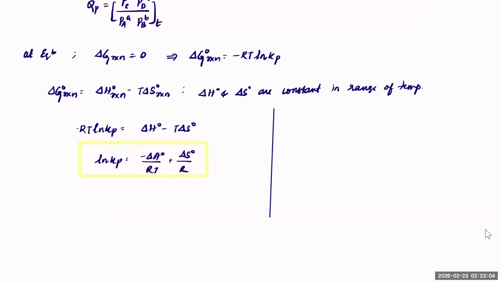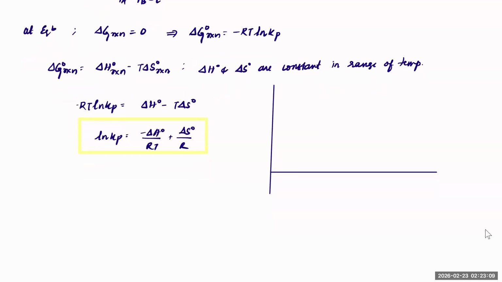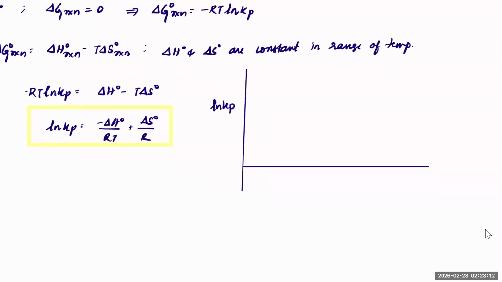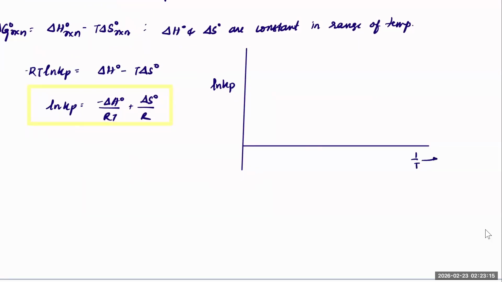Graphically, you can clearly make out that if you are plotting ln Kp versus 1 by T, it is like a straight line equation with a slope and some intercept. Now the line could go in either direction, with a positive slope or a negative slope, depending upon delta H naught of the reaction. If delta H naught is less than 0, you'll have a positive slope. If it is greater than 0, we will have a negative slope. This is for an endothermic change. This is for an exothermic change.